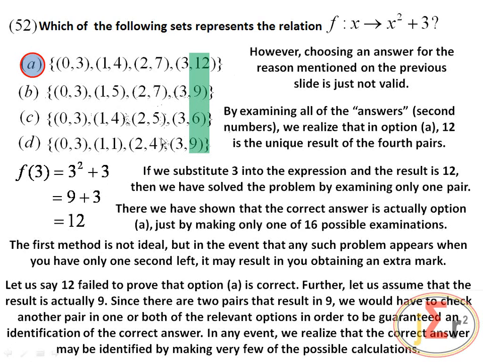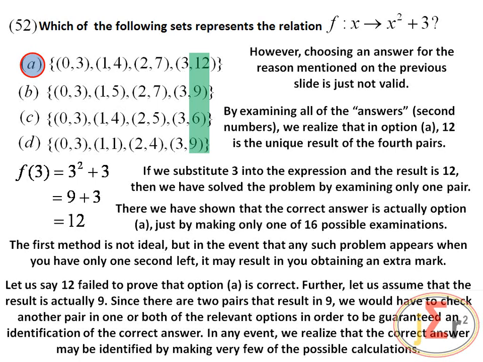We will have to go and probably check another pair. We could probably check this pair or this pair. Definitely we would not choose this pair because we have 3 and 3 right here, and because the answers are the same, one is not distinguished from the other. So if 9 were correct, we would have to choose some other pair and examine them. In any event, we realize that the correct answer may be identified by making very few of the possible calculations.